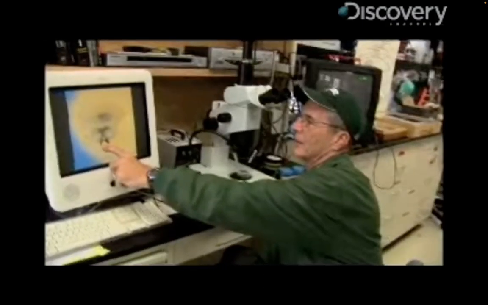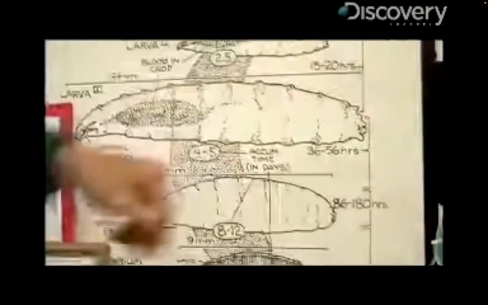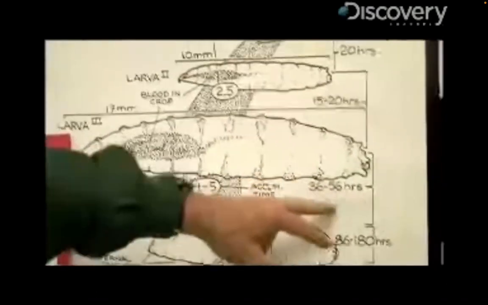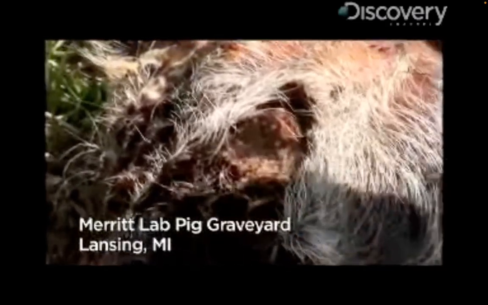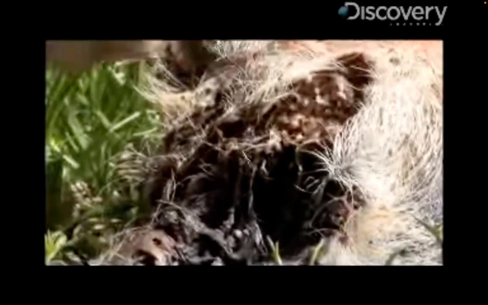Richard Merritt is a forensic entomologist. He uses insects to help solve crimes. What I really like about forensic entomology is you're trying to solve a mystery. Merritt knows exactly how many days it takes for maggots to reach the various stages in their life cycle. When a dead body turns up and the maggots are collected from it, Merritt can then figure out how long that person's been dead by looking at how well developed the maggots are and counting back the days.